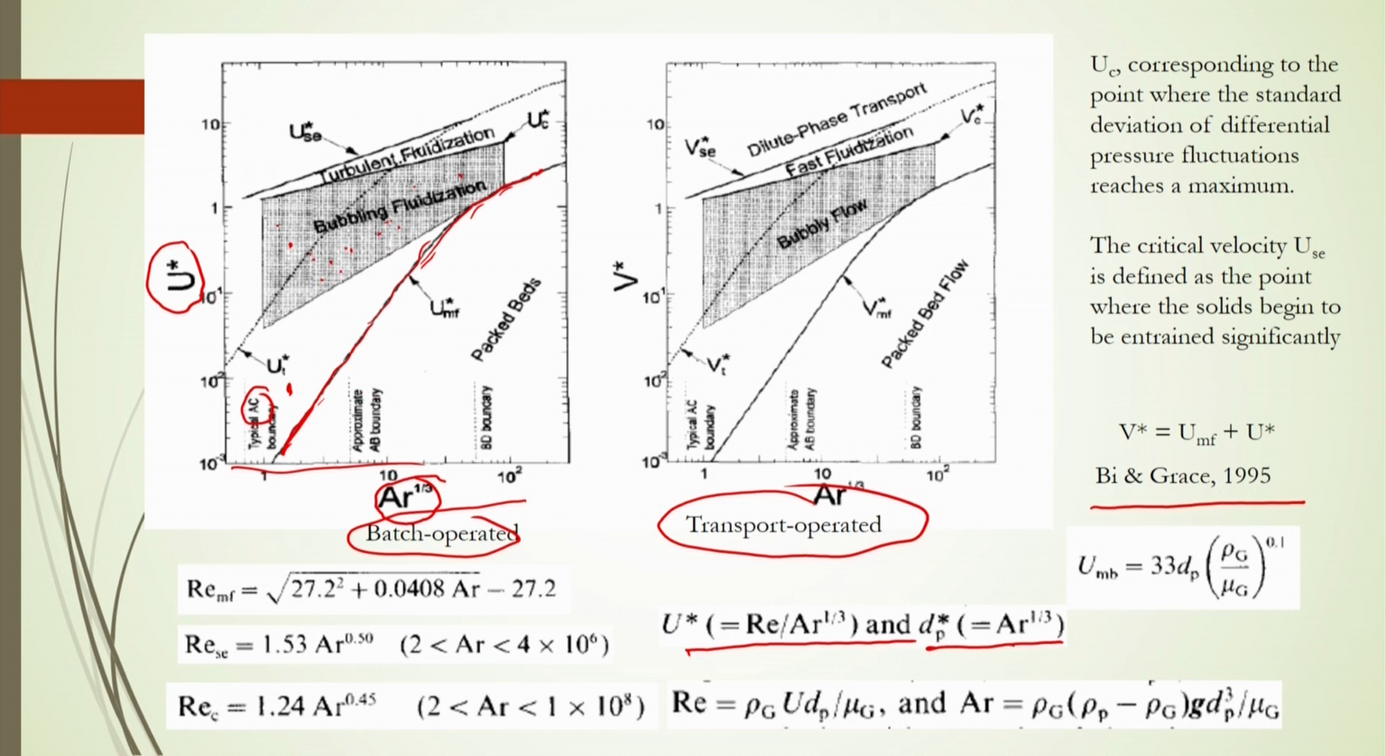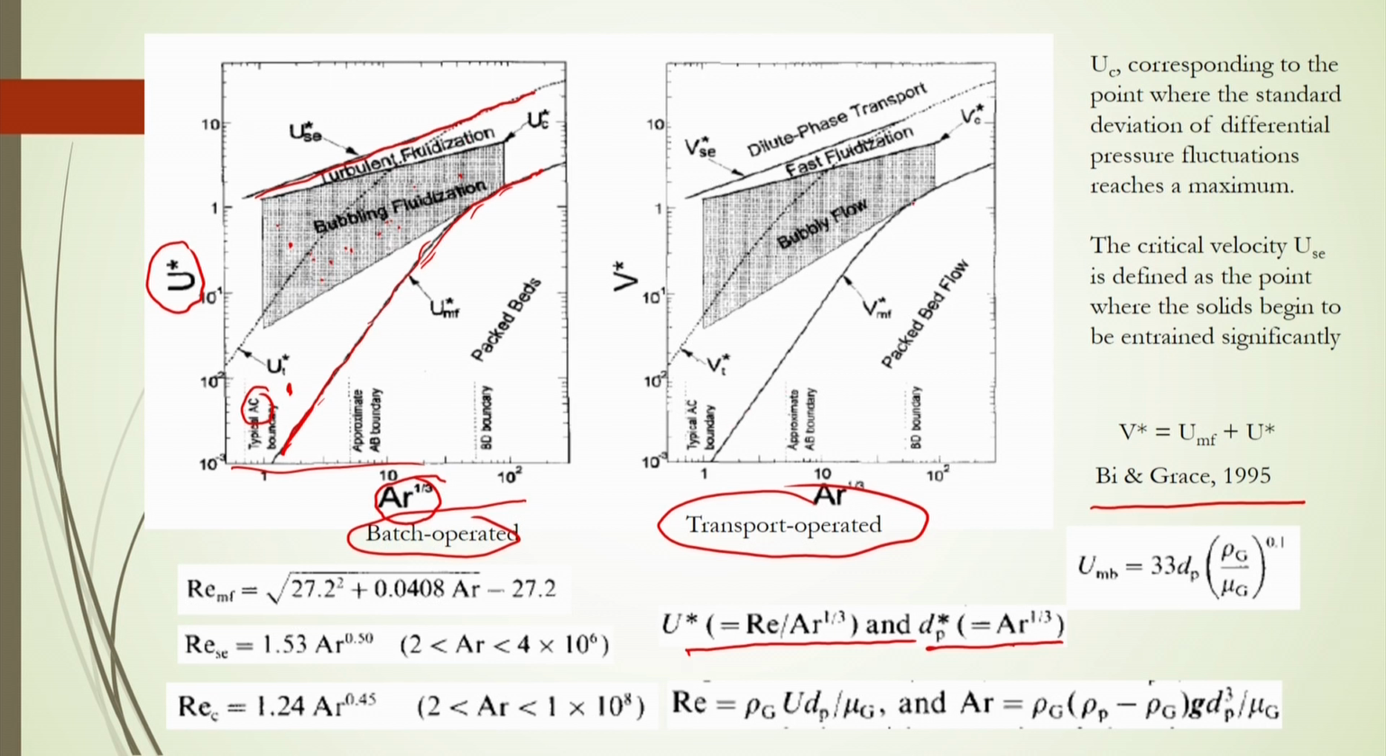At any point you select, you read the data of Ar and U star, and from which you can get the idea of what the value of gas velocity should be, and what the value of Archimedes number should be, from which you can get the diameter of the particle size, if you know all the other parameters are constant. Also the turbulent fluidization: this is the transition line beyond which you can get the turbulent transportation, and below this point you can get the turbulent fluidization.